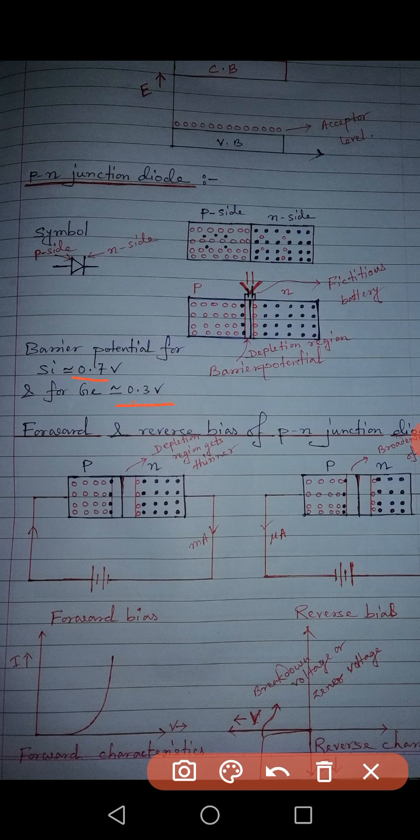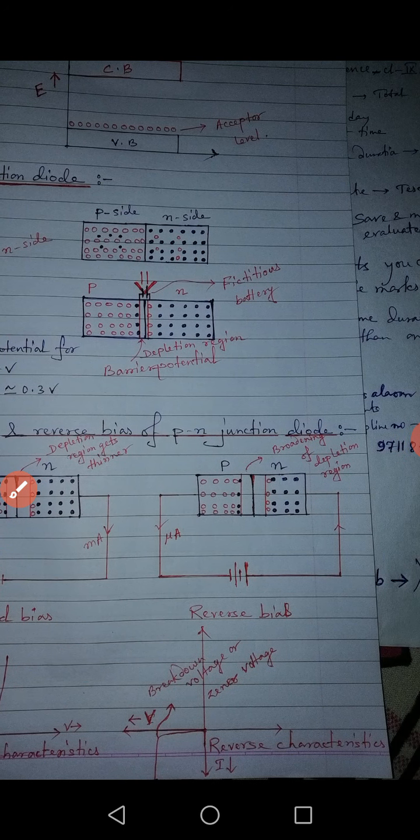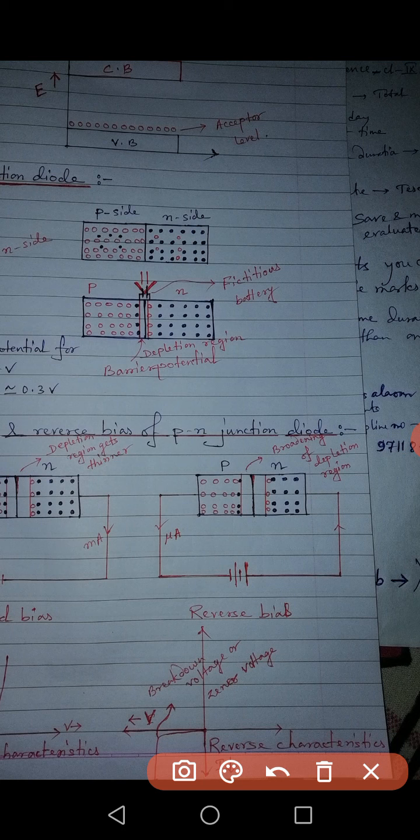Then reverse bias. In reverse bias you can see that the connection is just reversed, meaning the negative side is connected with P side and the positive side is connected with N side. So in this connection, if this is the negative side, what will it do? It will not allow these holes to cross the depletion region, because it is not pushing the holes, instead it is pulling the holes. Pulling means the holes will not obviously come out of it, but it is pulling the holes towards this side.